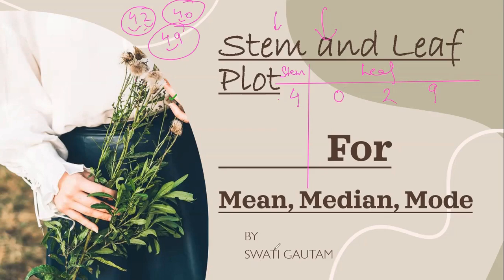So like this, we represent the data in a very organized way, right? Organized means in the ascending order, and that's it. So let's take an example to understand that. Also, the stem and leaf plot is very important to find out the range, mean, median, and mode. Mean is a little difficult, but median and mode are very simple.